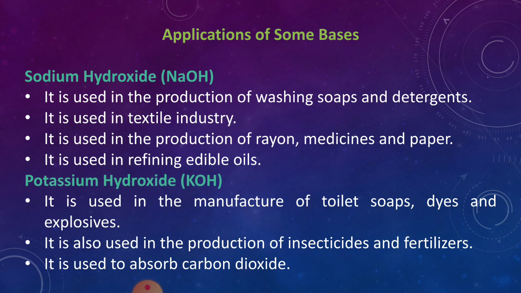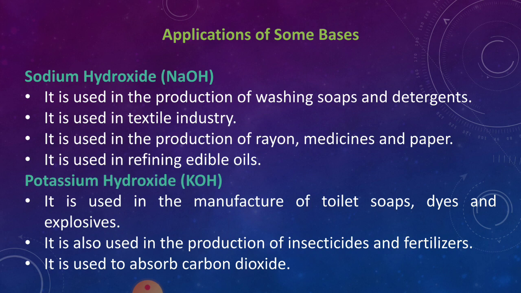Next thing is applications of some bases. First we will study sodium hydroxide. Sodium hydroxide means caustic soda, NaOH. This caustic soda or sodium hydroxide is used in the production of washing soaps and detergents. Then it is used in the textile industry. It is used in the manufacture of rayon, many types of medicines, paper, and it is also used in refining edible oils.